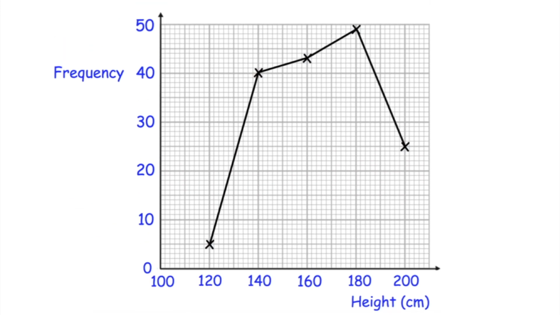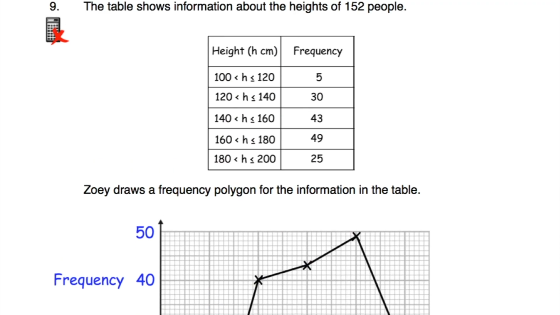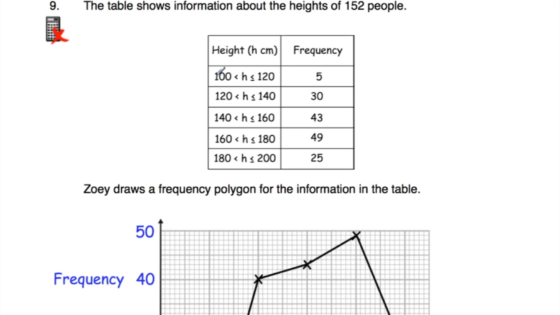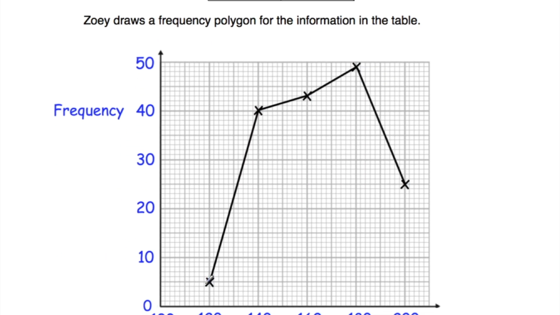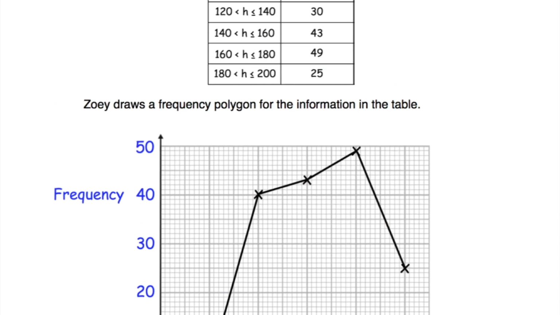So let's have a look at it. If we have a look at this frequency polygon, well, it starts here at 120 and up to 5. It goes up to 140, up to 40, and so on. Now the first point was at 120. If we have a look at our first point, it should be in between 100 and 120. So I'd actually plot it at 110 and up to 5. Now Zoe's plotted it at 120, not 110. Actually, does she carry on this for all of them? Let's have a look and see.